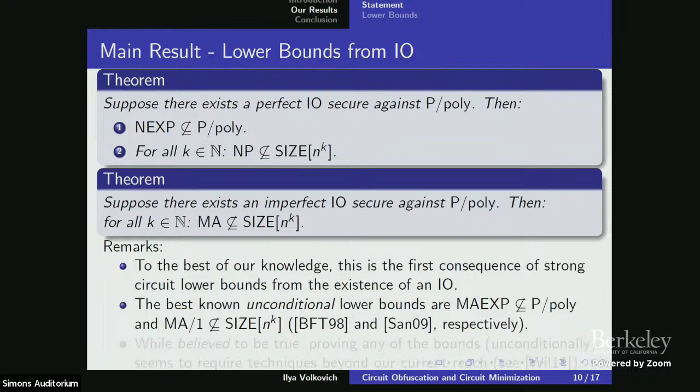Unconditionally, without any assumptions, we have lower bounds for MAEXP. What is MAEXP? It is the exponential version of MA, just as NEXP is the exponential version of NP. And for the low regime, we also have fixed polynomial bounds for MA/1. This is thanks to Rahul.